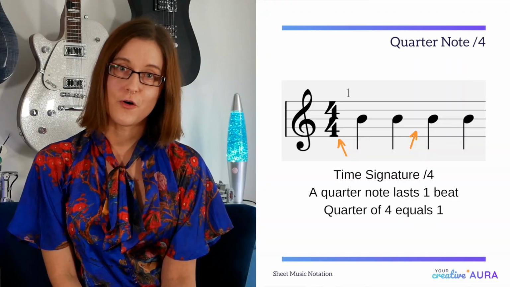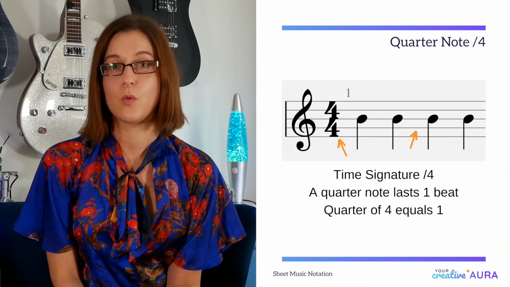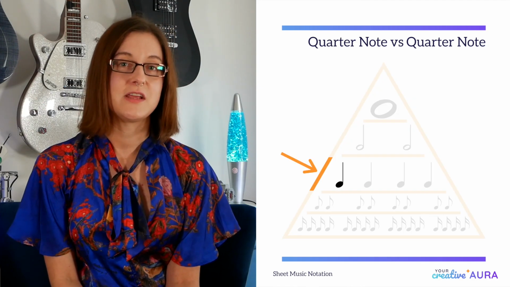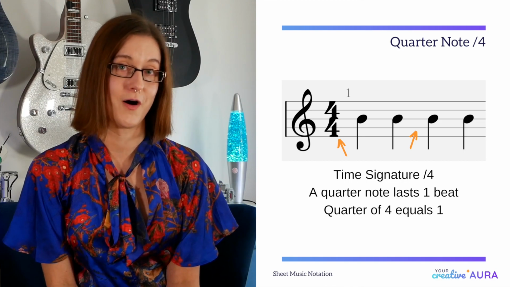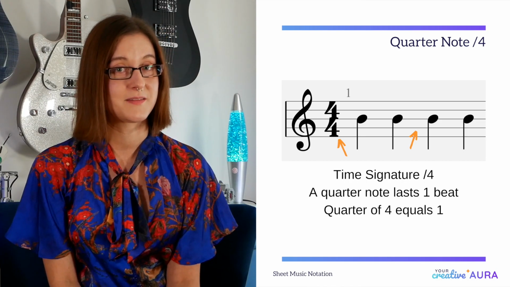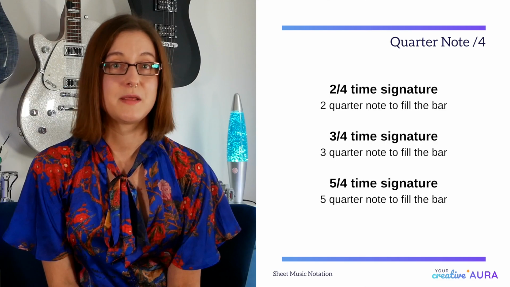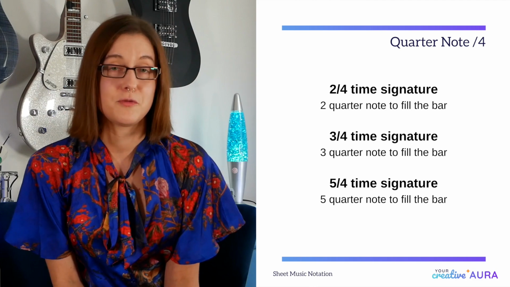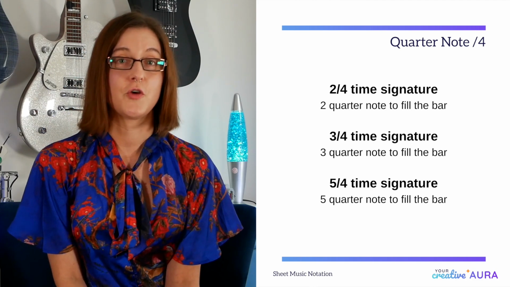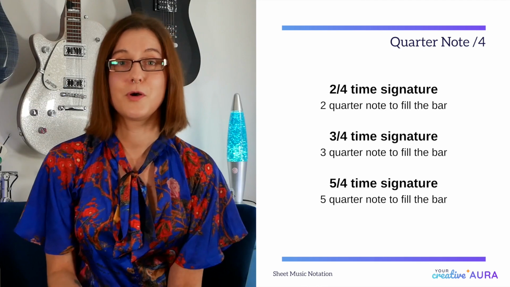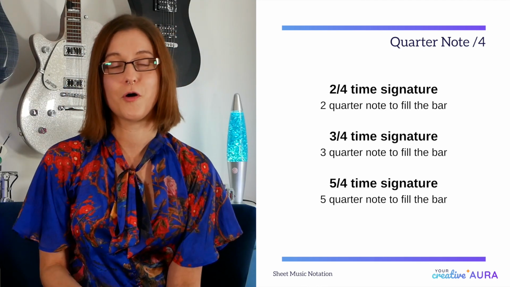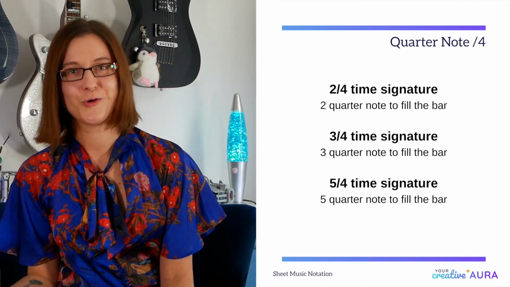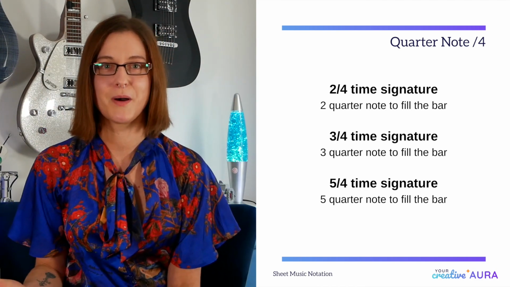In time signature 4/4, a quarter note will last 1 beat because it is equal to 1 of itself. So you'll need 4 quarter notes to fill the bar, as the bar requires 4 beats. Now, regardless of how many beats there are per bar, a quarter note will always fit perfectly because the beat is based on itself. So 2/4 means 2 beats per bar of itself, 3/4, 3 beats per bar of itself, and 5/4, 5 quarter beats to fill the bar, and so on.